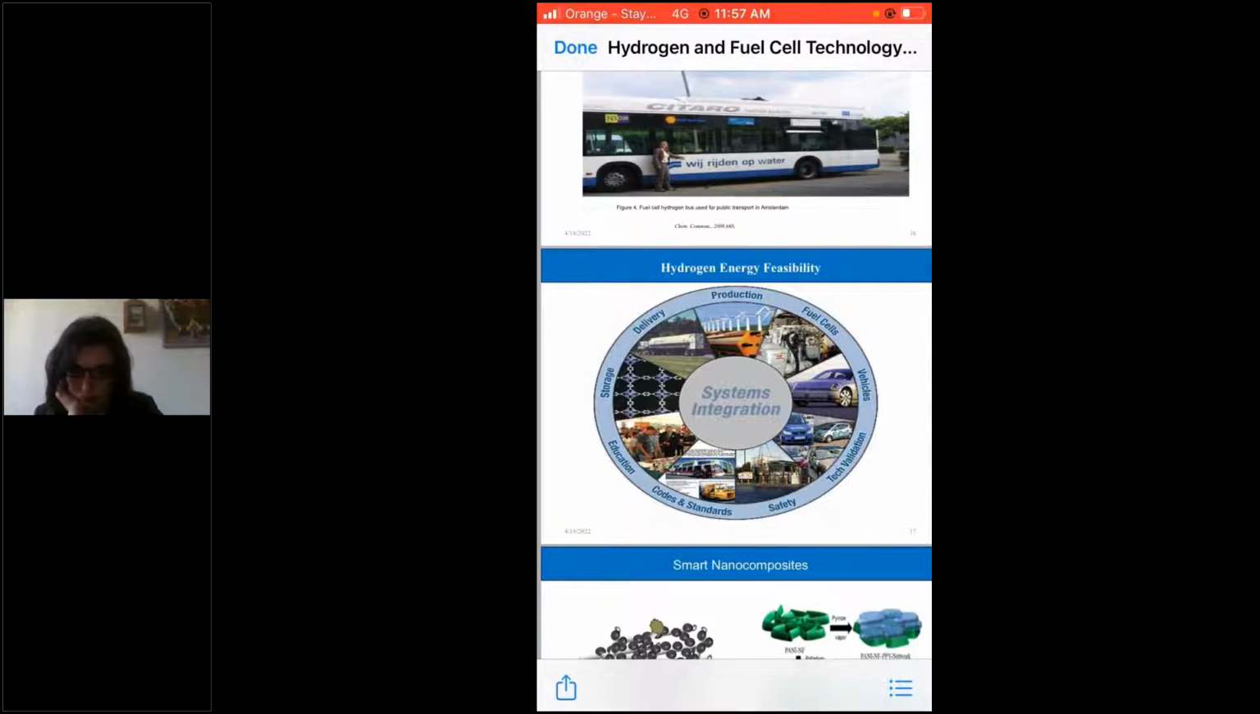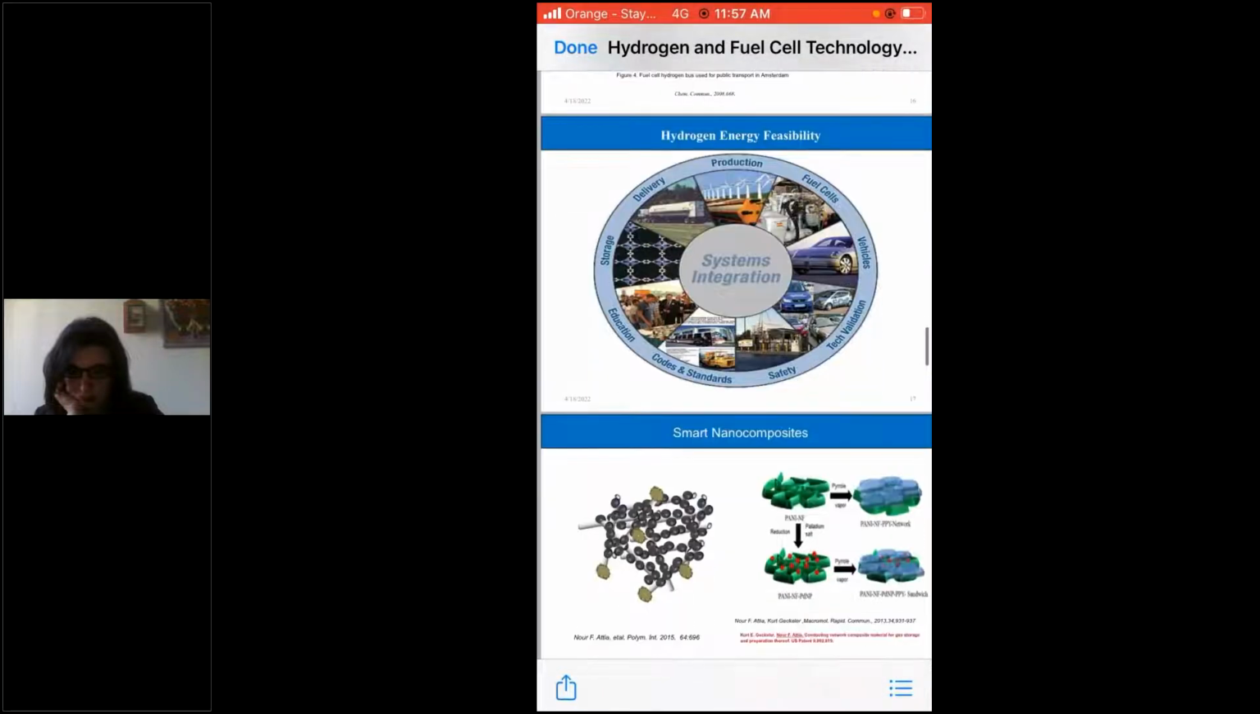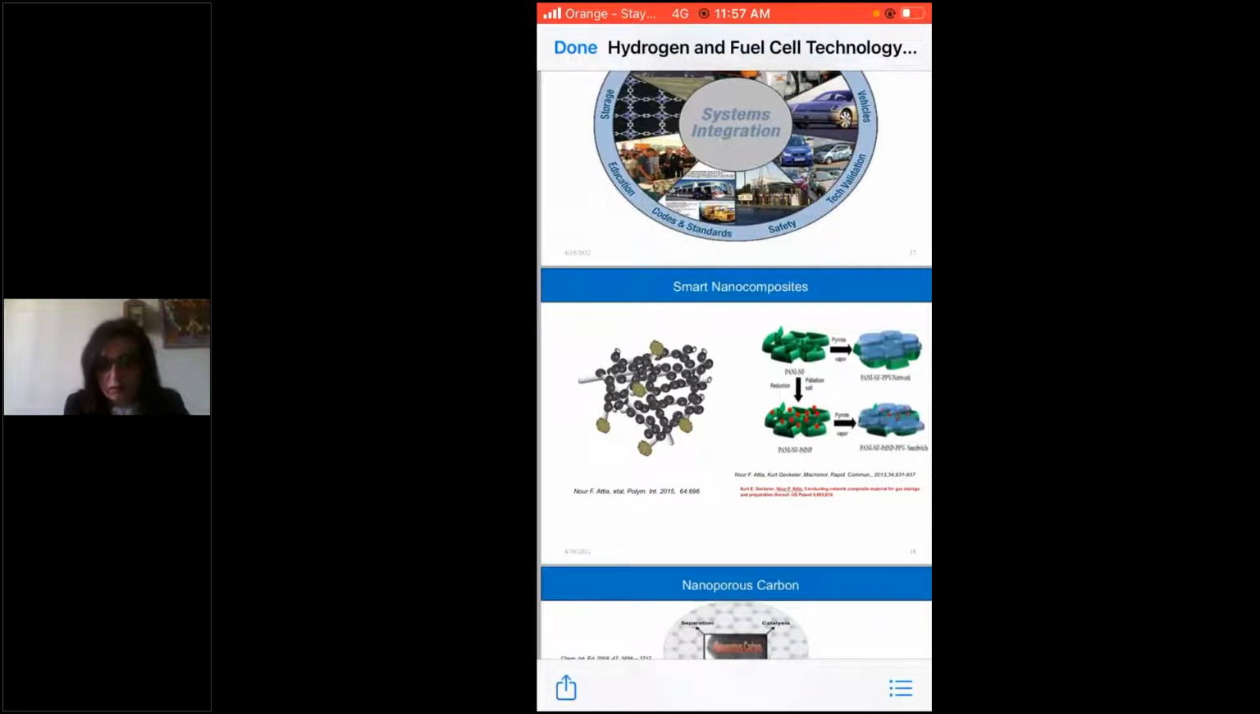Also, we need to broadcast the knowledge and prepare people for this kind of special renewable energy carrier. So what people are doing is developing smart materials to store hydrogen at ambient conditions, and to absorb and release the hydrogen very easily without destruction of the materials. And the kinetics must be very good, which is also an issue.